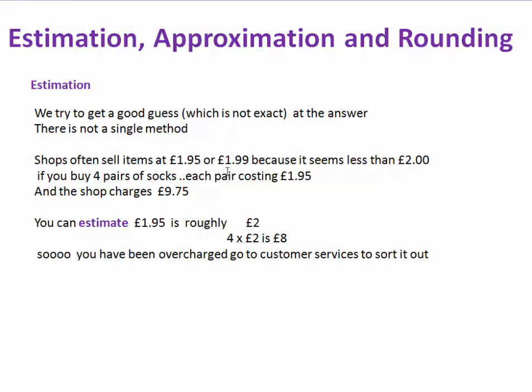But it isn't really, because when we're estimating, say we're buying 4 pairs of socks and they cost £1.95, when we're estimating, then this £1.95, we'd say that was roughly £2. So we bought 4 pairs of socks, so that's £2 times 4 is £8, and the shop charges £9.75, so that's not right. It should be around £8. So we're overcharged. Let's go to customer service and sort this out.